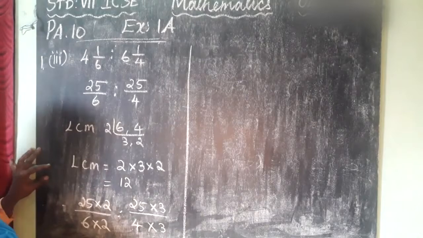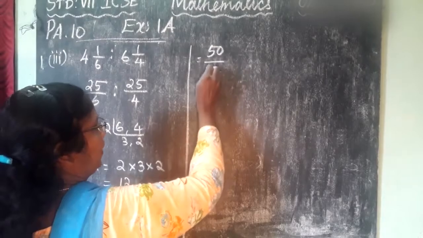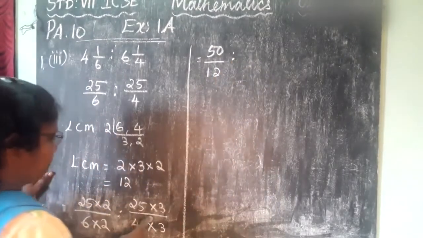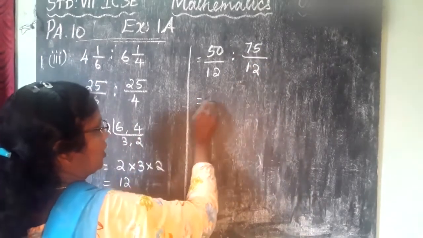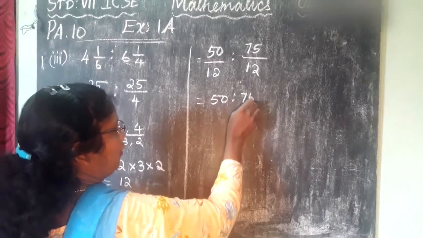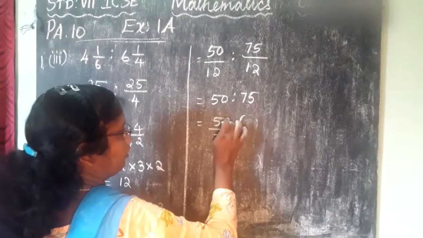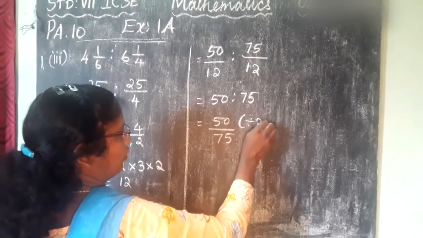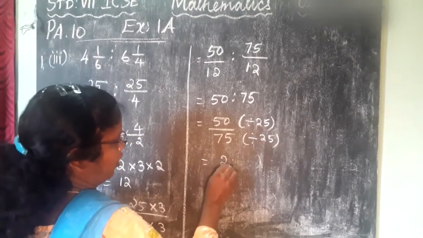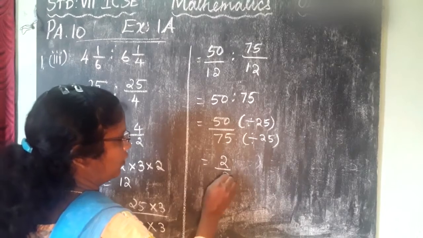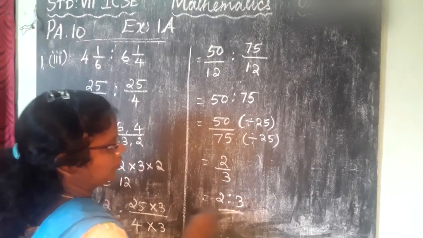Now we will solve this. 25 2s are 50 by 12. 25 3s are 75 by 12. 12 and 12 cancel, that is 50 and 75. This can be written as the fraction 50 by 75. Cancel this by 25. How many 25s are there in 50? 2. How many 25s are there in 75? 3. So your answer is 2 by 3.